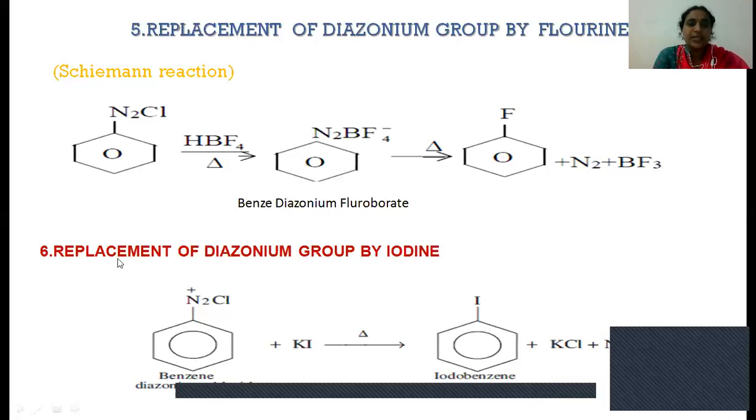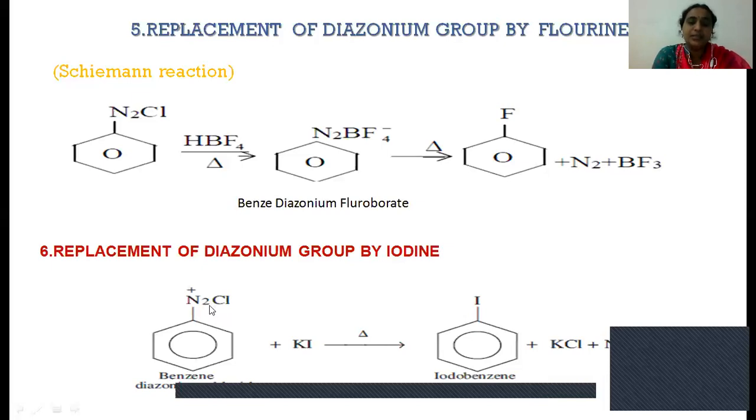And the next reaction is replacement of the diazonium group by iodide. So here, benzene diazonium chloride reacts with potassium iodide. In this potassium iodide, K is acting as a plus, which is a cation, whereas I is an anion, dissociated as I minus. So this I minus, the nucleophile, will replace this diazonium chloride group. This is also an example of an SN2 type reaction.